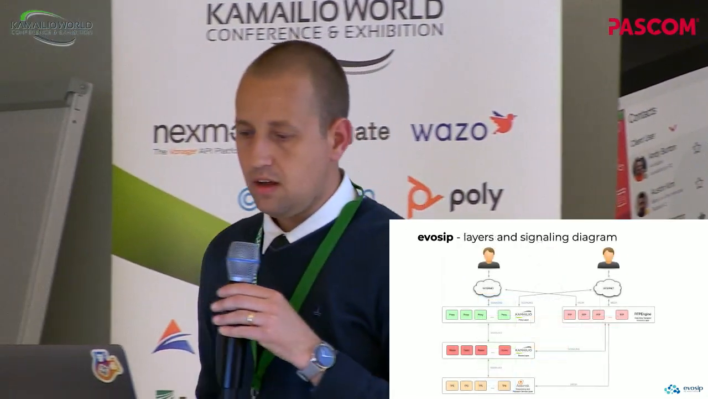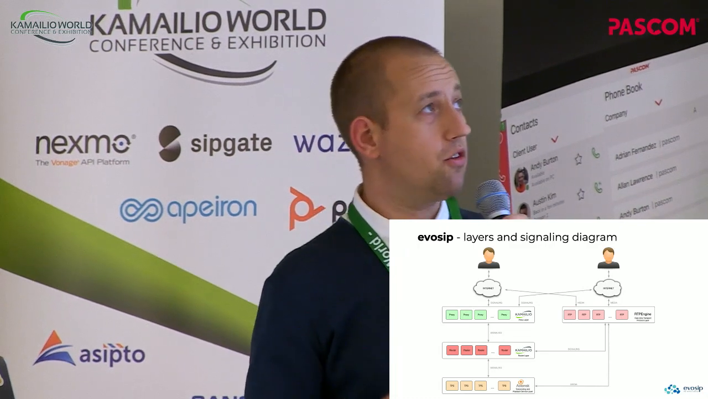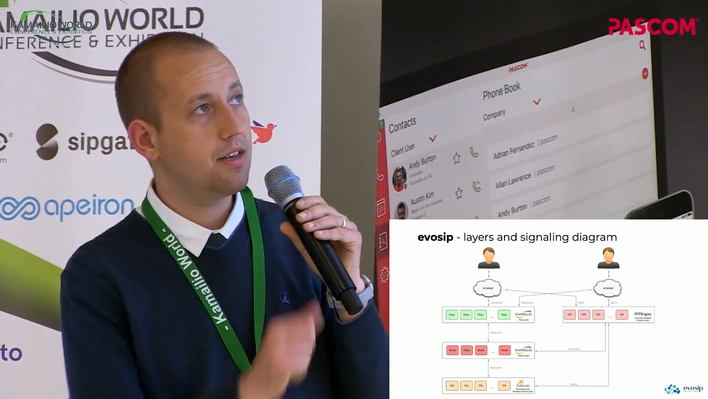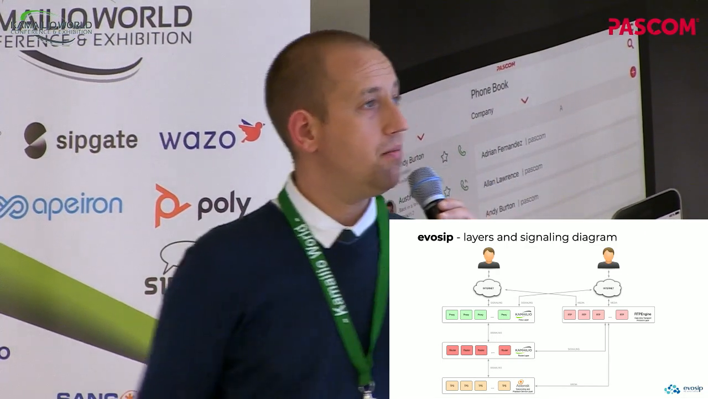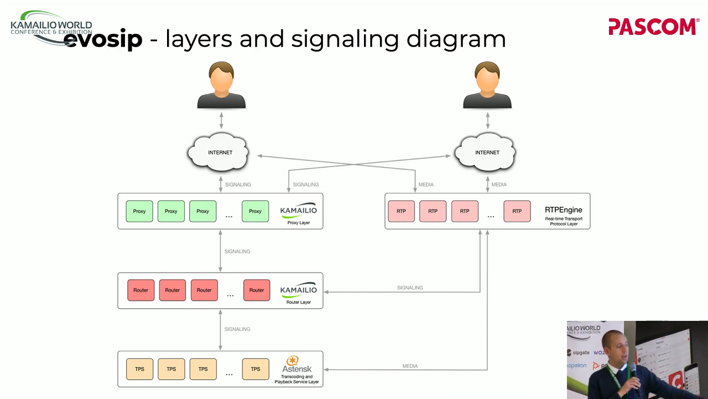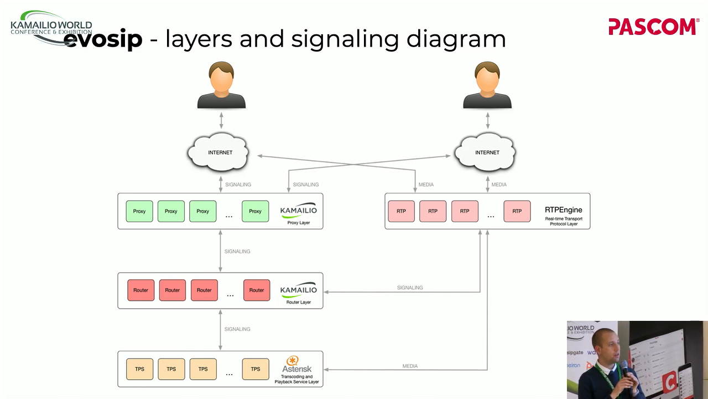But let's see the same diagram from another point of view, the point of view of signaling and media, in a simple end-to-end call. As you can see, we have implemented Kamailio in the proxy layer, and also in the routing layer. And yes, we use Asterisk for the application layer, and of course, media is handled by RTPengine, pretty common.